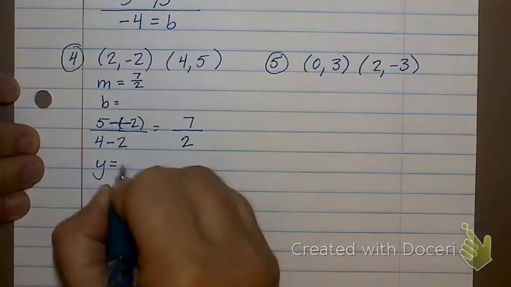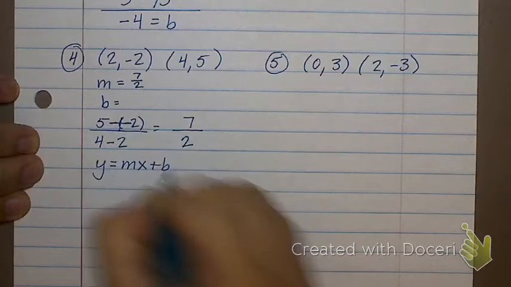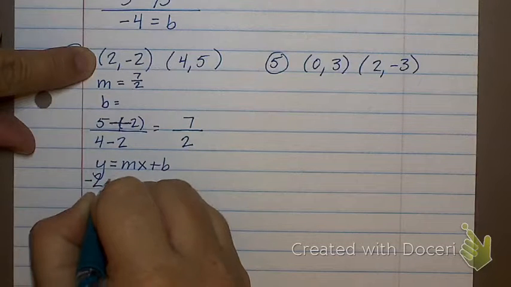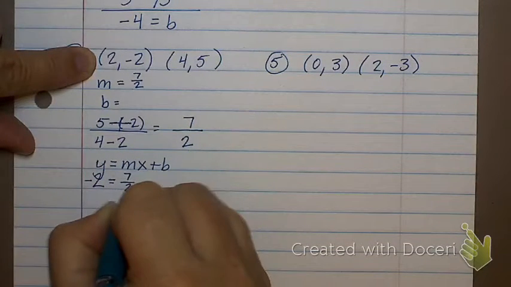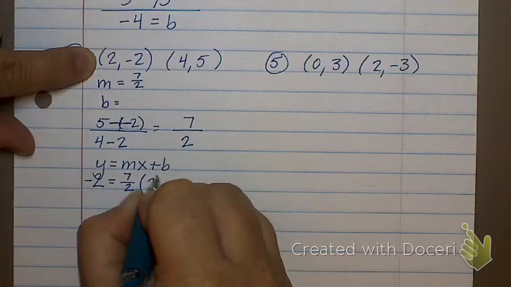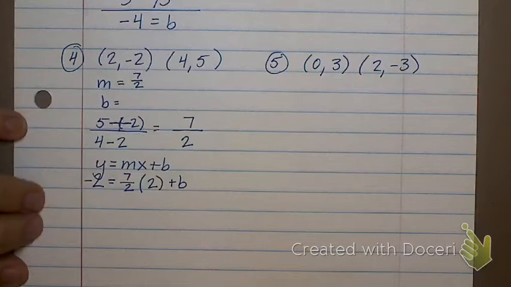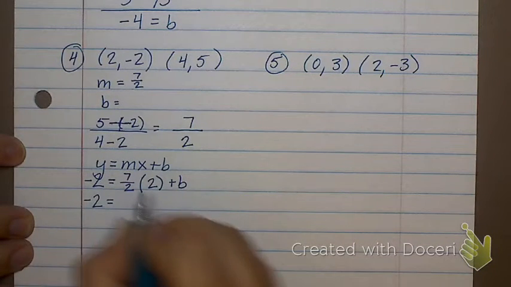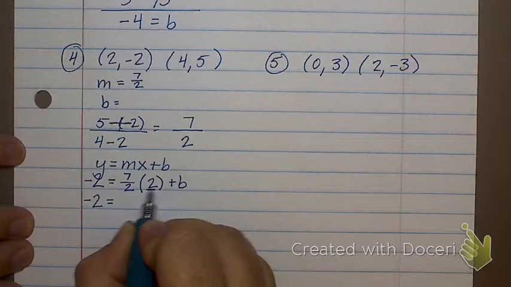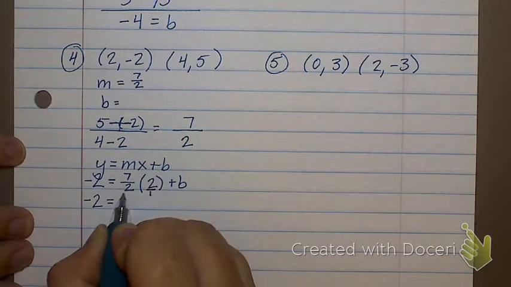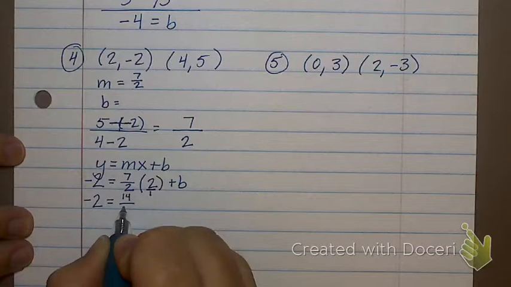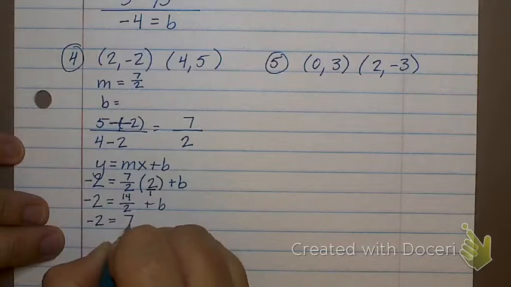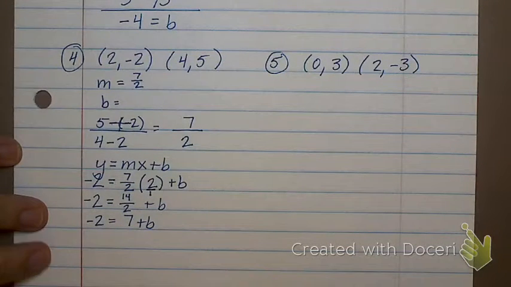So follow along. If I use the first point and I plug in negative 2 for y, 7 over 2 for m, 2 for x, and then I use plus b, I get negative 2 equals, how do I multiply two fractions? Don't I put this over 1, and I have 7 times 2, which is 14, and 2 times 1, which is 2. What's 14 over 2? So I get negative 2 equals 7 plus b. So it turns out okay.